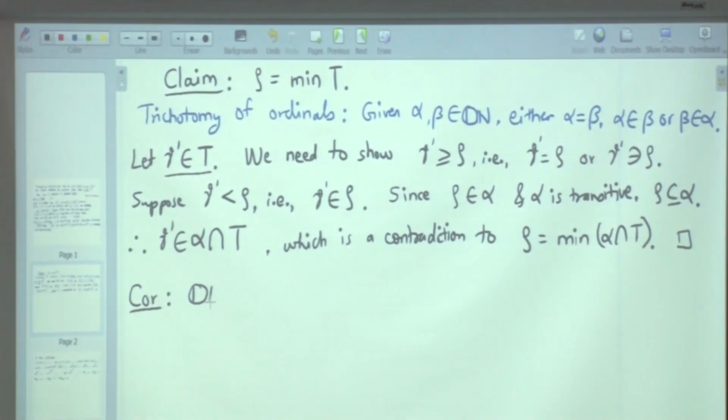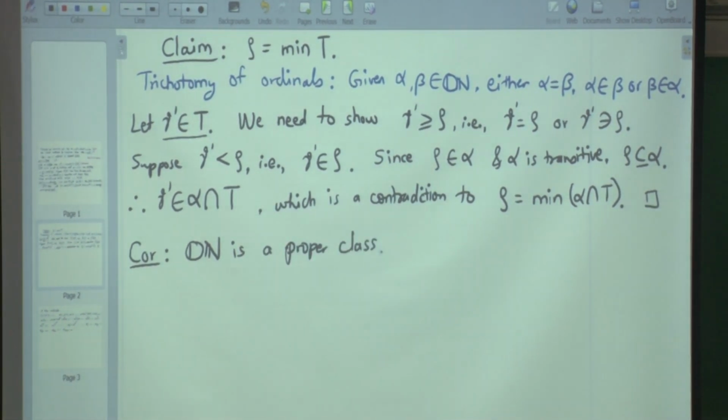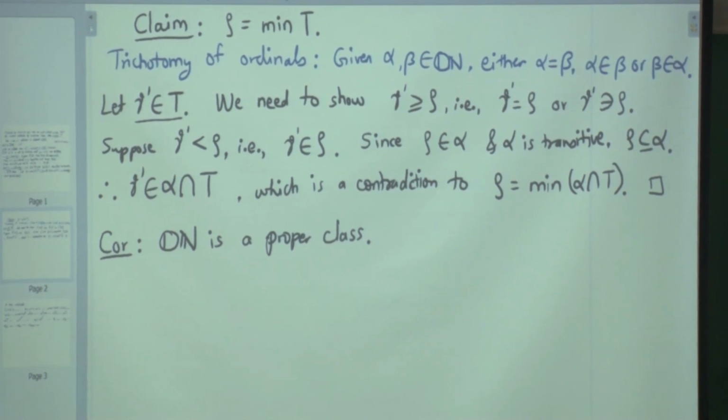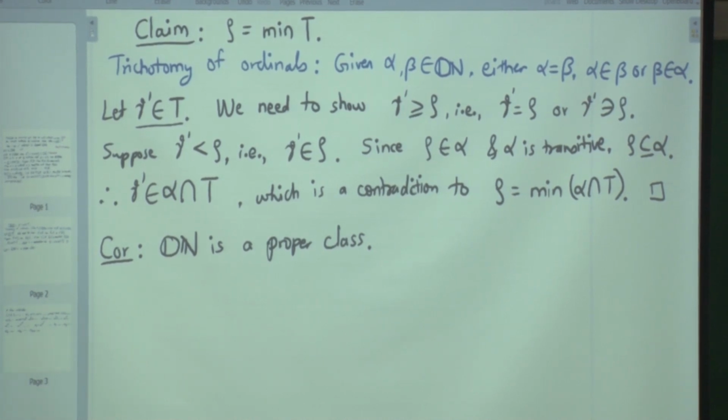Fine. So now we have shown the third property also, that the union of a set of ordinals is again an ordinal. Please remember this. As a corollary, we are going to prove that On is a proper class. We said that On is the class of all ordinals, but so far we haven't determined whether it is a set. All classes are either proper classes or sets. So we are going to prove that On is a proper class.